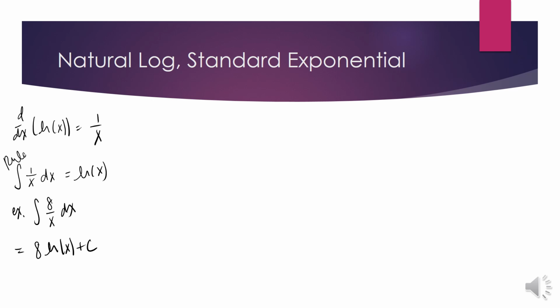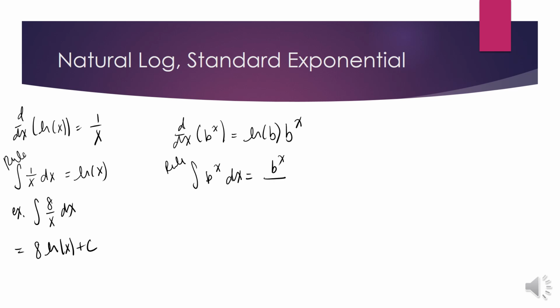And then lastly, our standard exponentials. So let me remind you of this. The derivative of b to the x was natural log of b times b to the x. So in antiderivatives, there's another rule, the antiderivative of b to the x is kind of like the derivative, only now we're dividing by the natural log of b. Let's not forget our plus c's on either one of these.